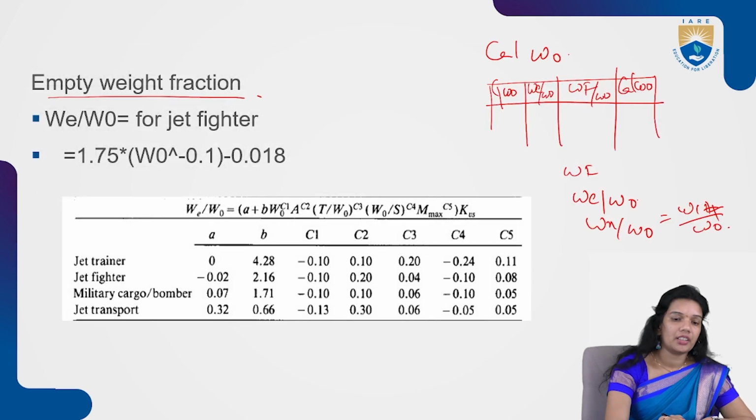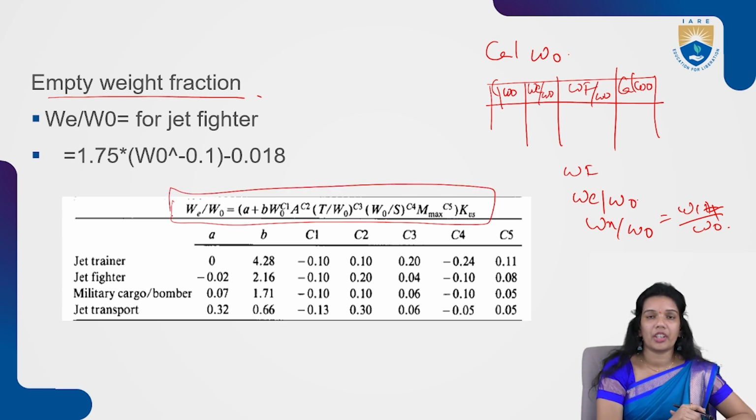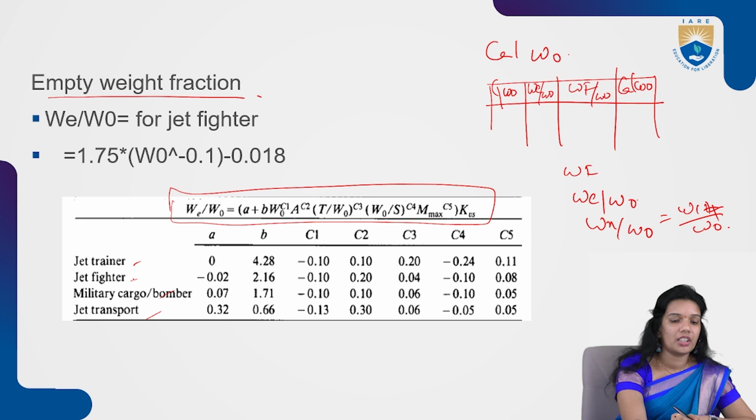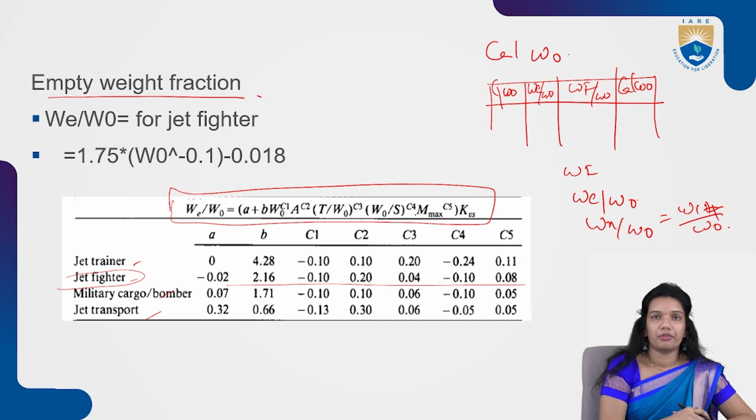Now for a jet fighter aircraft, we know WE by W naught, right? So I have this formula, WE by W naught, taken from the Raymer again. Now for this particular formula, all the constants or values are different for a different type of aircraft, right? Now here it is my fighter. So I will take all the values of the fighter, my A, B, C1, C2, C3, C4, C5. I take all of them and substitute here and I get a value of it, right?